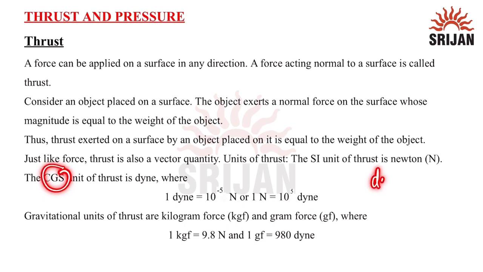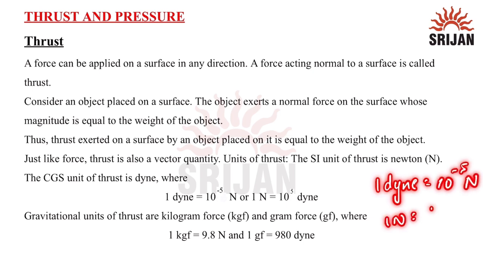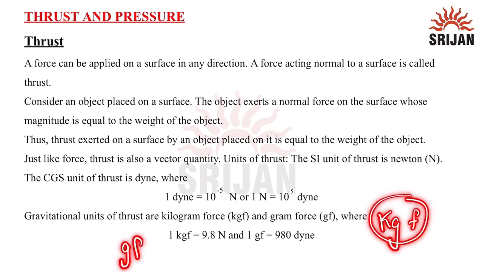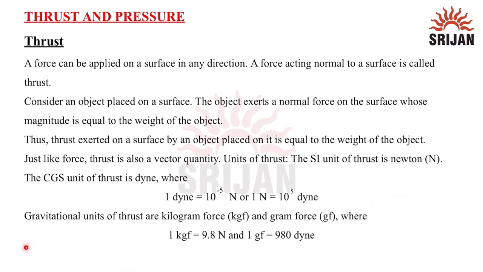The CGS unit would be dyne. The relation between dyne and Newton is: 1 dyne is equal to 10 raised to the power minus 5 Newton, or 1 Newton would be equal to 10 raised to the power 5 dyne. Gravitational units of thrust are kilogram force, that is kgf, or gram force, that is gf, where 1 kgf is equal to 9.8 newtons, or 1 gf is equal to 980 dyne.